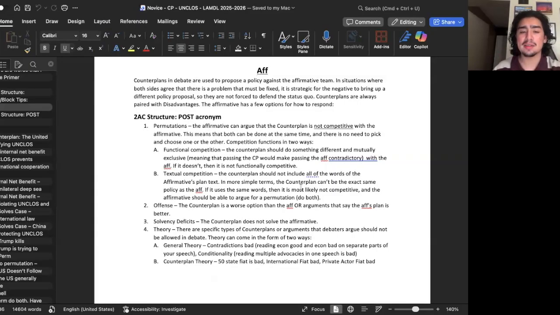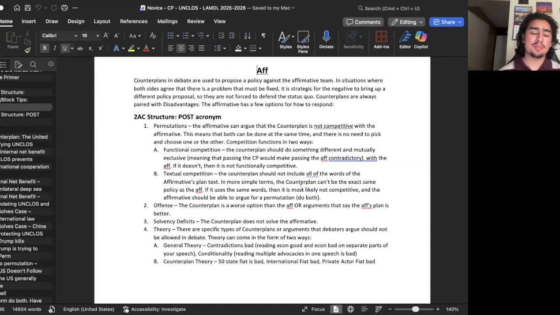We should be able to tell that it's different. The affirmative increases deep sea mining. The UNCLOS counterplan ratifies UNCLOS. They feel functionally competitive, but there's also room for a permutation to happen because ratifying UNCLOS could also lead to an increase in deep sea mining. So while the counterplan is functionally different than the affirmative, it could still not be competitive. So it's all about a gray area and whether or not the negative counterplan is actually competitive.